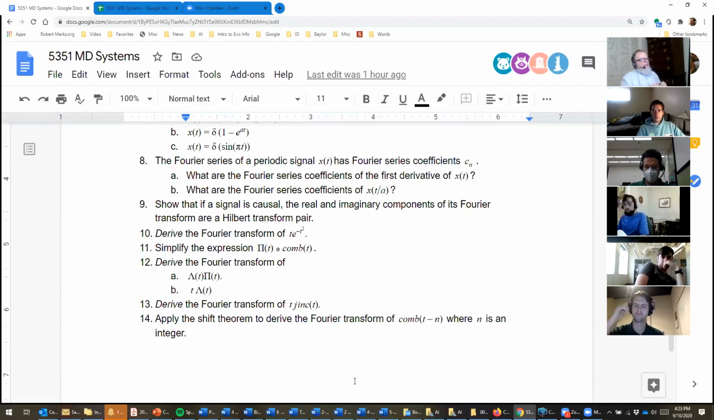Thank you. What are the Fourier series coefficients of x of t over a? In other words, you have a periodic signal. And now you stretch that signal. It's kind of like the time axis is a rubber band thumbtacked at the origin, and you stretch that function out. It's still periodic. It still has the same shape. What about the Fourier series coefficients? When I first saw the answer to this, I was kind of surprised. Anybody have an idea what they are?